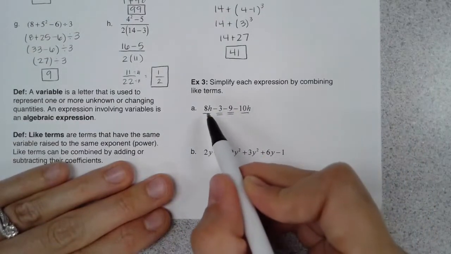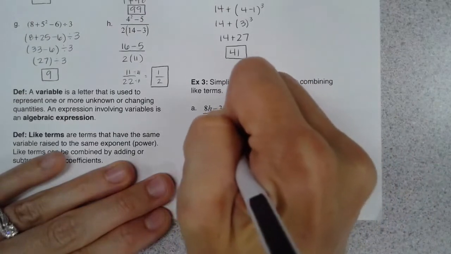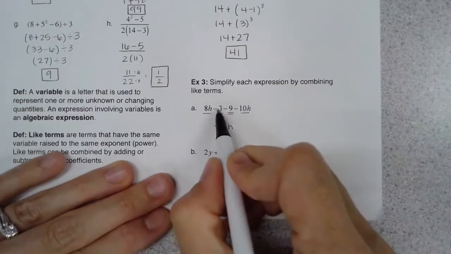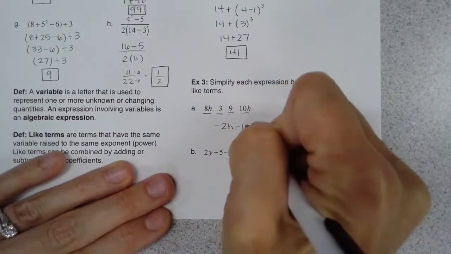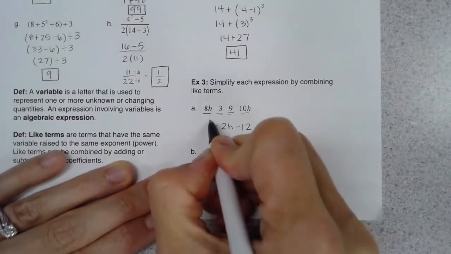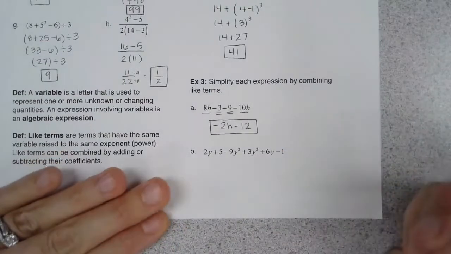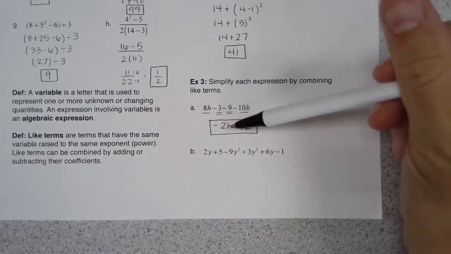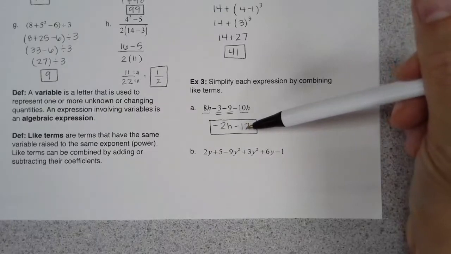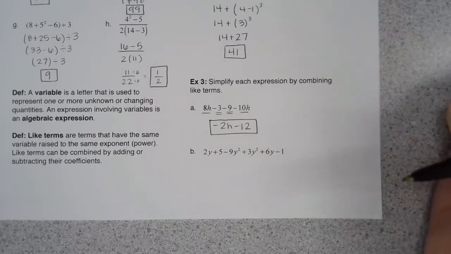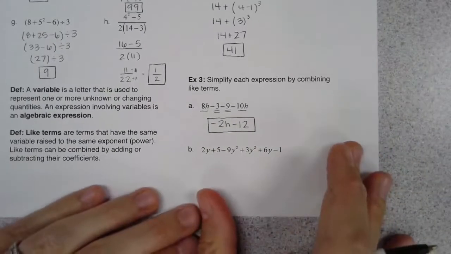So for this one, 8 take away 10 would give me negative 2h, and then negative 3 take away 9 would give me minus 12. We do usually write these in standard order, where the part with the variable goes first and then the part with the constant goes second, but they can be written flip-flopped as long as you're careful with your signs and you'll get the same correct answer.